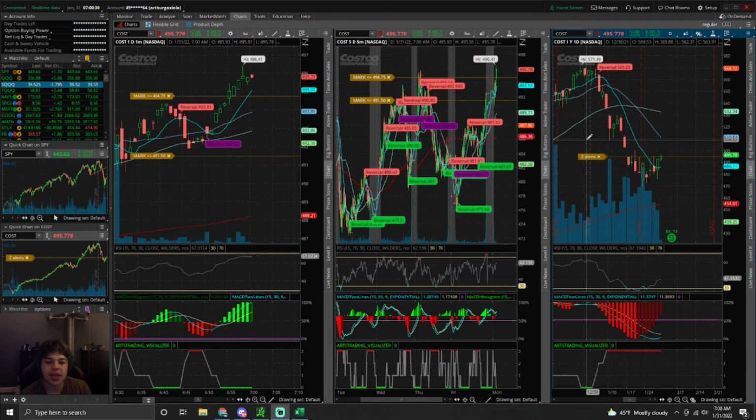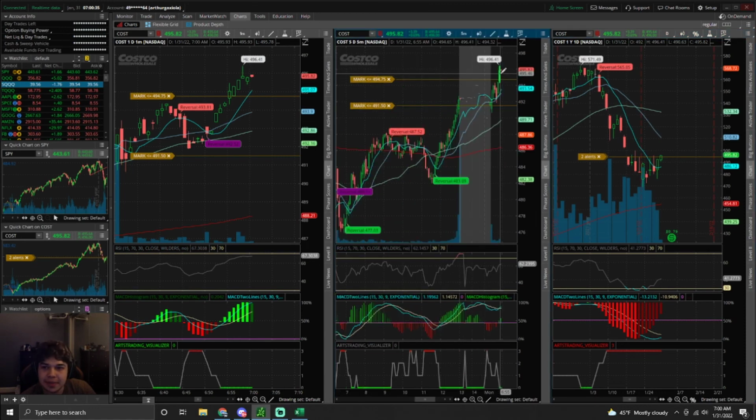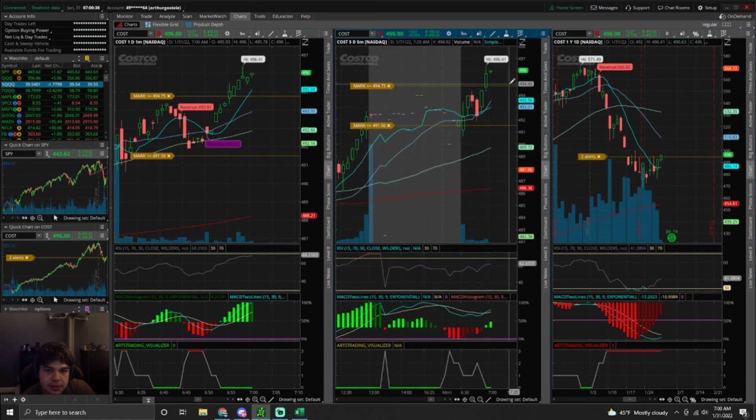I will say that Costco is losing a little bit of buying pressure right now. Check out the histogram. So it may actually be time for us to pull a profit. Although the 5-minute chart did just finally cross over entirely. So we'll see. 12.55. I would love to sell my contracts at 13.